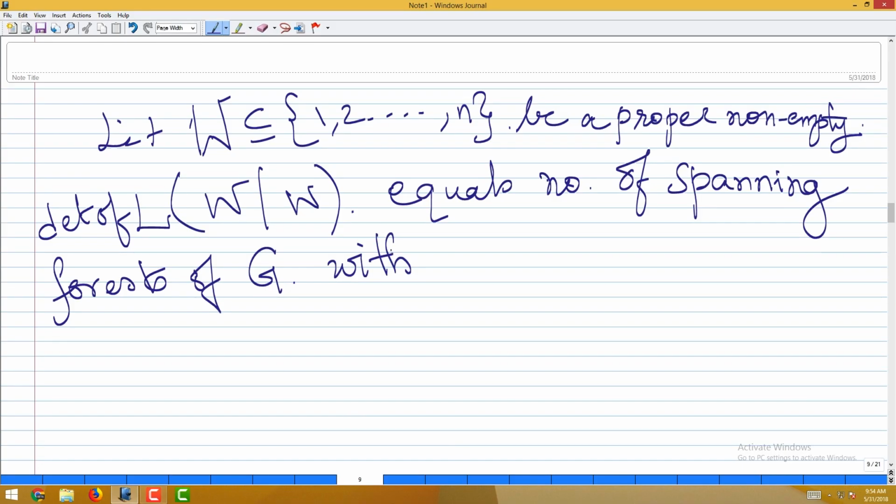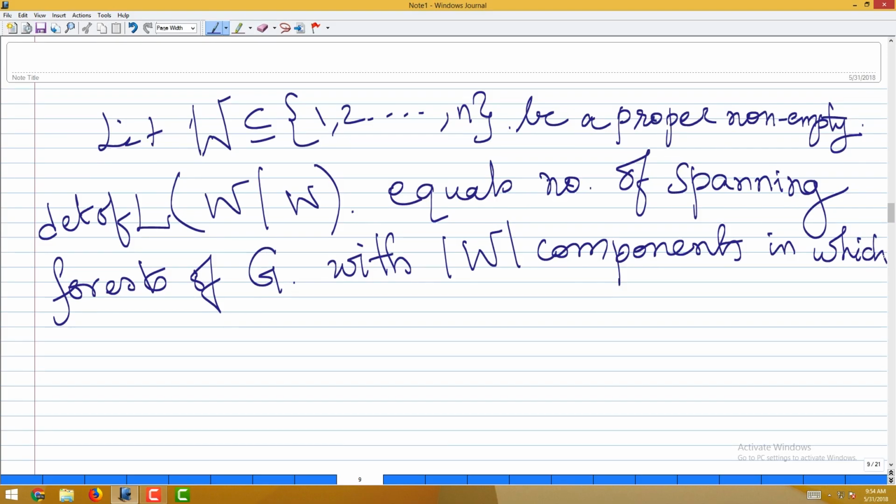it does not only give you the number of forests, it also tells you the number of forests with |W| components, okay. If I want to look at all spanning forests with 2 components, I just have to remove 2 rows, 2 columns and look at the determinant of it. Yes, when W is a singleton set, then it becomes the matrix tree theorem. It is a generalization of this.